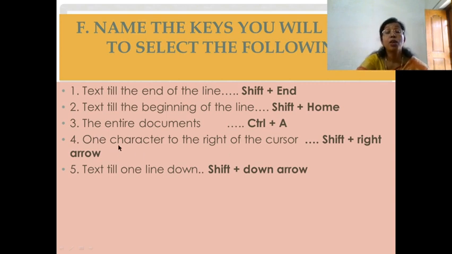Then fourth question, one character to the right of the cursor. To select one character to the right of the cursor, we will use Shift plus right arrow key. Okay, Shift plus right arrow key. Then the last one, text till one line down. Okay, just one line down if you want to select, we will use Shift plus down arrow key. Okay, Shift plus down arrow key.